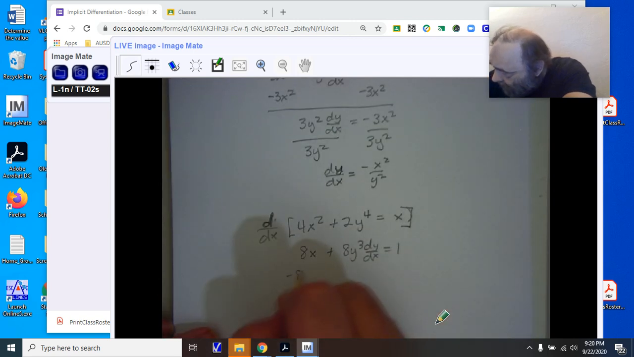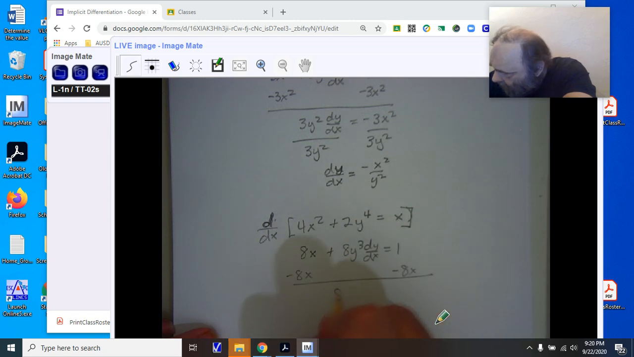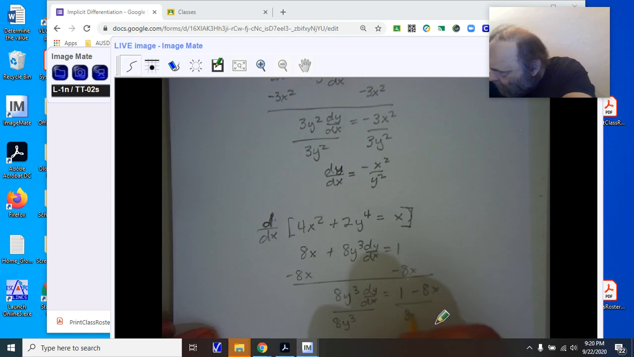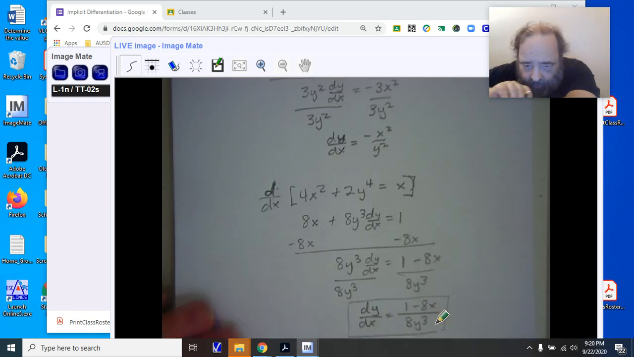We now subtract the 8x the way we did before. We end up with 8y cubed dy/dx. It's going to equal 1 minus 8x, and we divide by the 8y cubed. Notice our dy/dx is now going to be equal to 1 minus 8x over 8y cubed. That's our goal. That's what we'll be using as we do this.